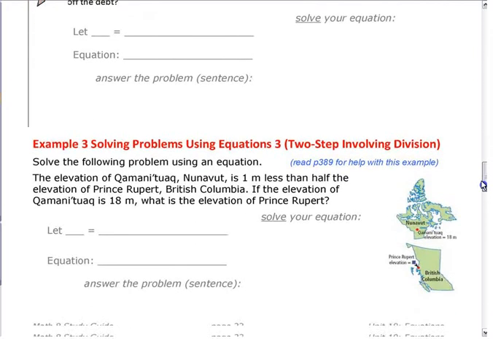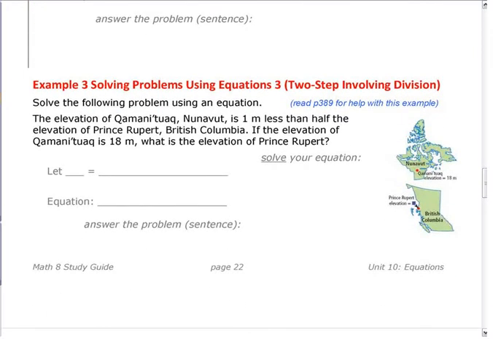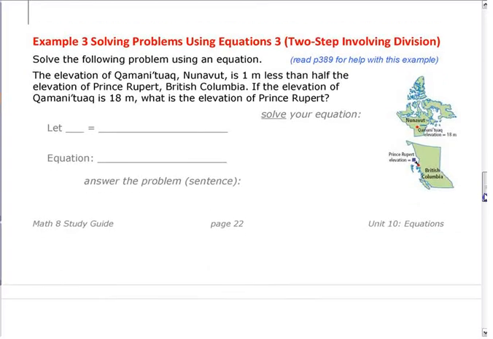But I want to do the last example with you here, which is this. 2 steps involving division. Kind of a hint here again. The equation you're going to get is a 2-step equation involving division. Again, this one's in the textbook as well if you want to look back at it later. You're going to follow your 4-step process here again. Okay, we're going to read through this.